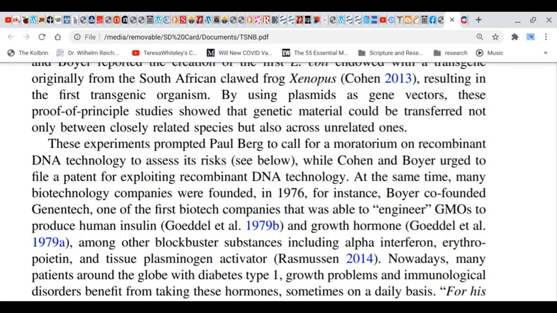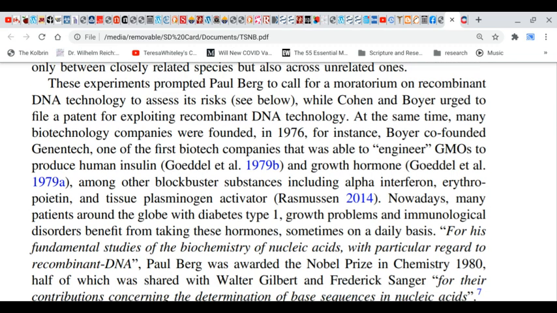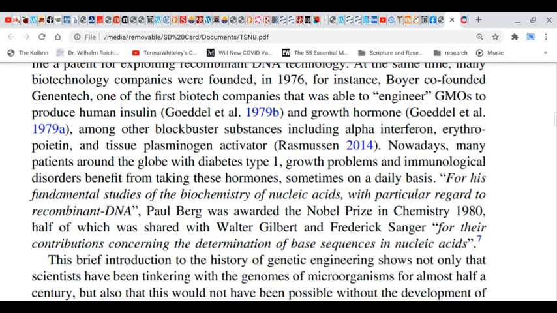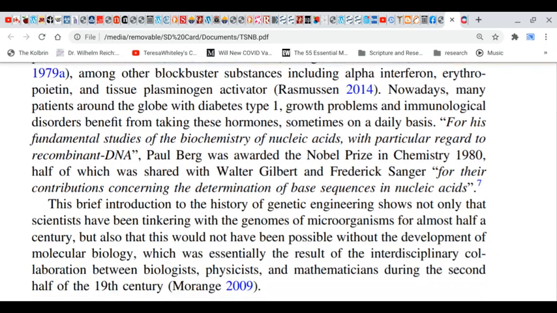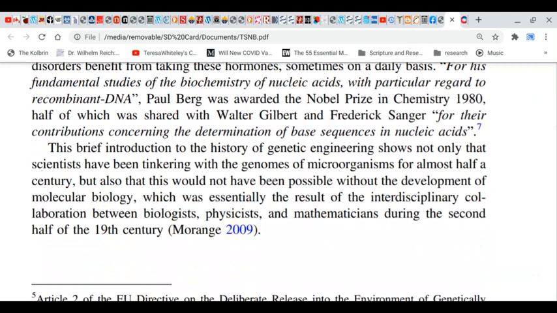I'm not even sure how to pronounce that, and tissue plasminogen activator. Nowadays, many patients around the globe with diabetes 1, growth problems, and immunological disorders benefit from taking these hormones, sometimes on a daily basis. For his fundamental studies of the biochemistry of nucleic acids, with particular regard to recombinant DNA, Paul Berg was awarded the Nobel Prize in Chemistry in 1980, half of which was shared with Walter Gilbert and Frederick Sanger for their contributions concerning the determination of base sequences in nucleic acids.